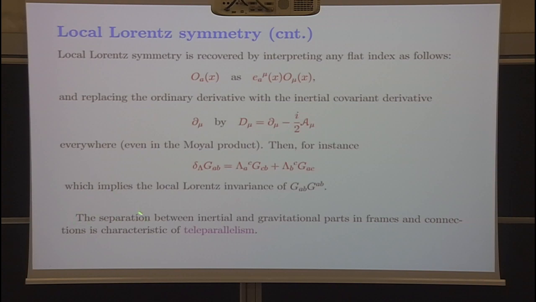This scheme, which is the separation between inertial and gravitational parts in the frames and the connection, is called teleparallelism. It was considered at the beginning also by Einstein, but then he abandoned it. But it is very useful in this context because it allows you to restore local Lorentz invariance.